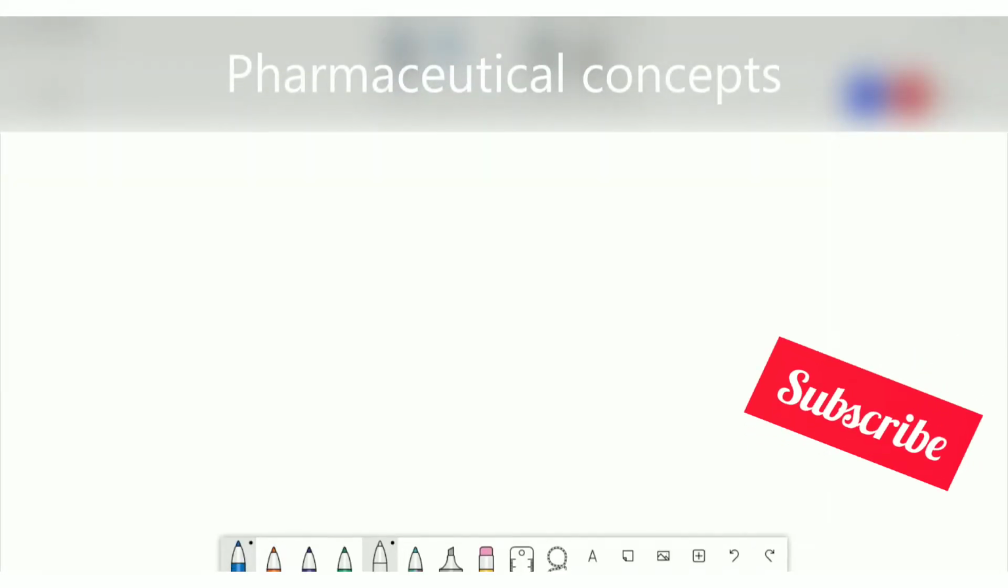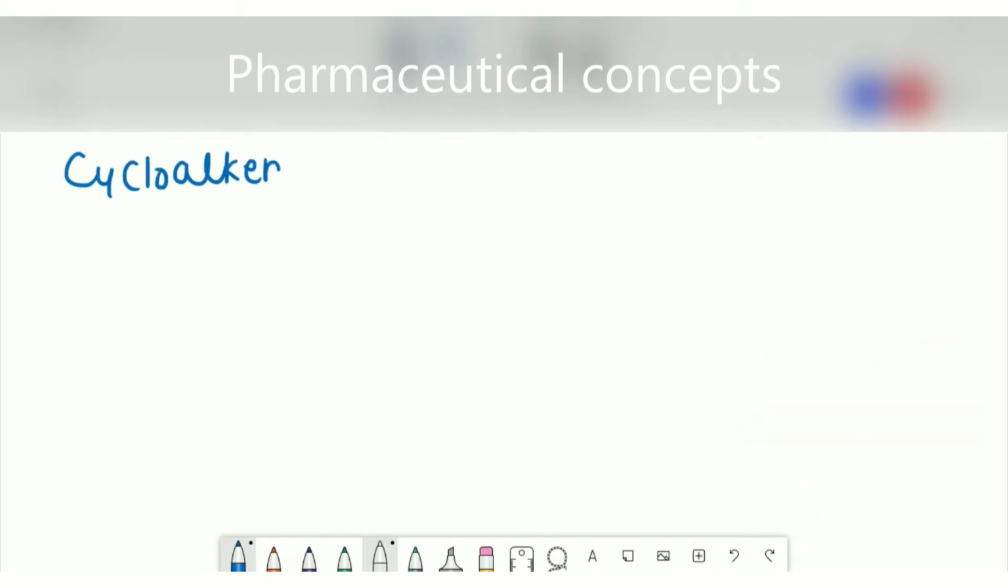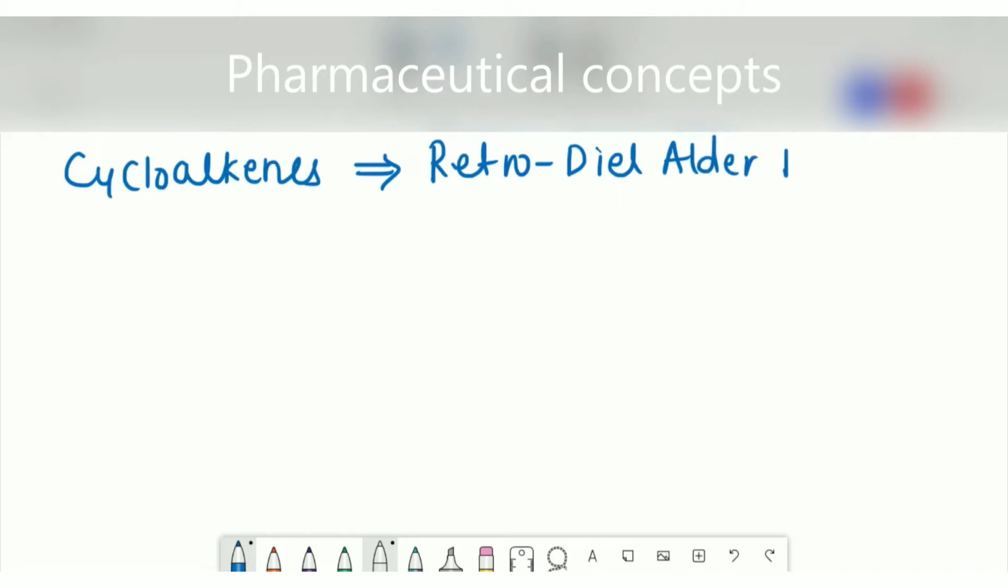Hello everyone. So let us learn quickly how cycloalkenes fragment. In case of cycloalkenes, what we have to remember is the retro Diels-Alder reaction.